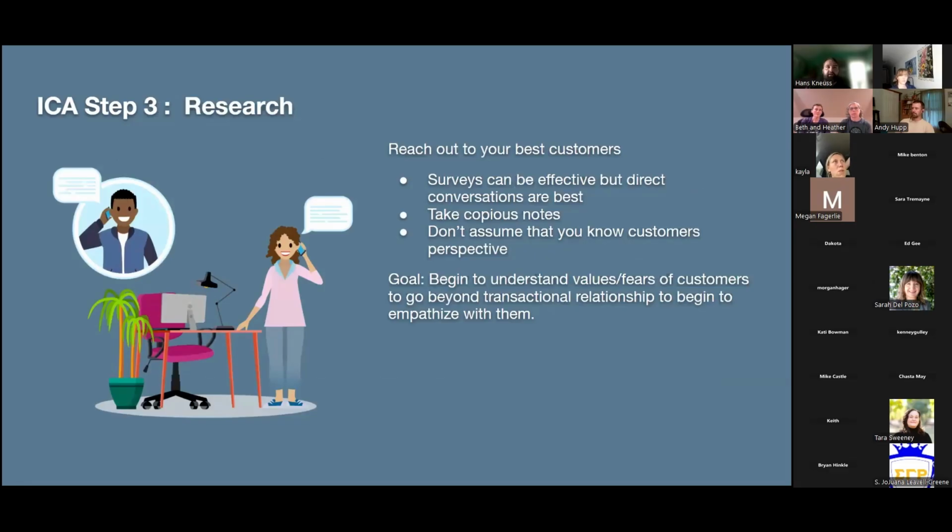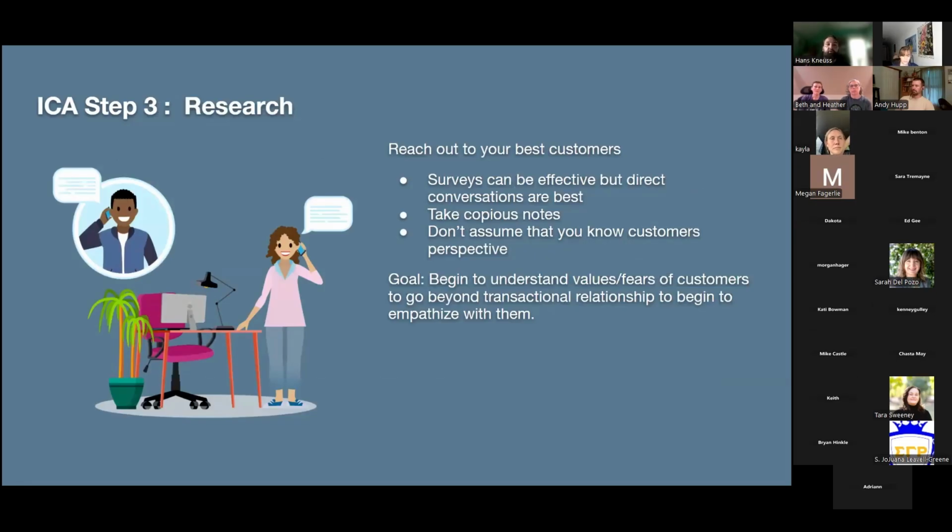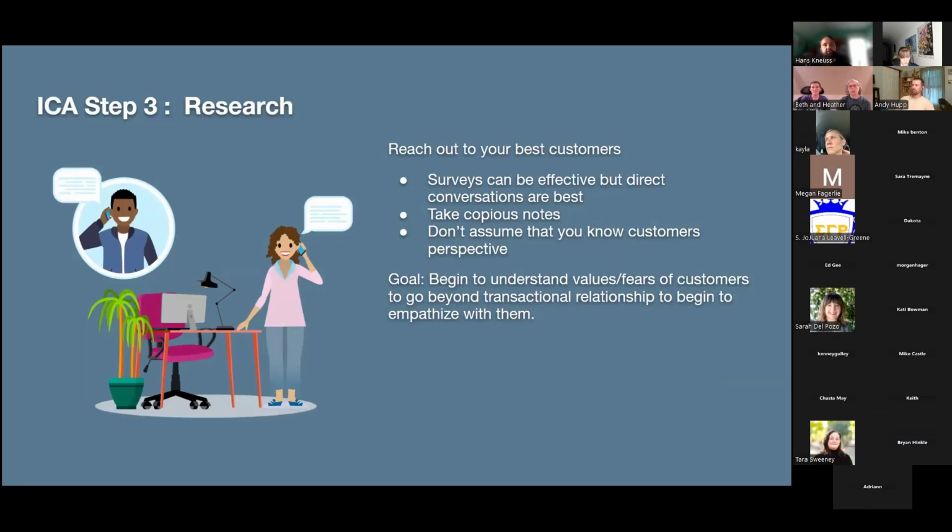So once you get into this basic idea of what you think in your mind of what your ICA would be, go out in the field and really do the research to see if your concept is what your customers are actually thinking. We've done paper surveys and they have worked out to some degree, but direct conversations are really good. You can even pay people for their time with a discount or a certain product, but just really take time to talk to some of your best customers, take good notes, and don't assume that you know what they're going to say.